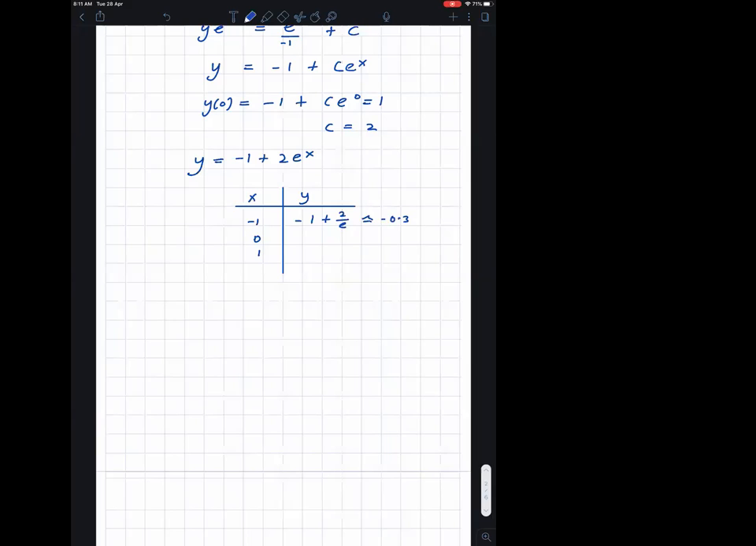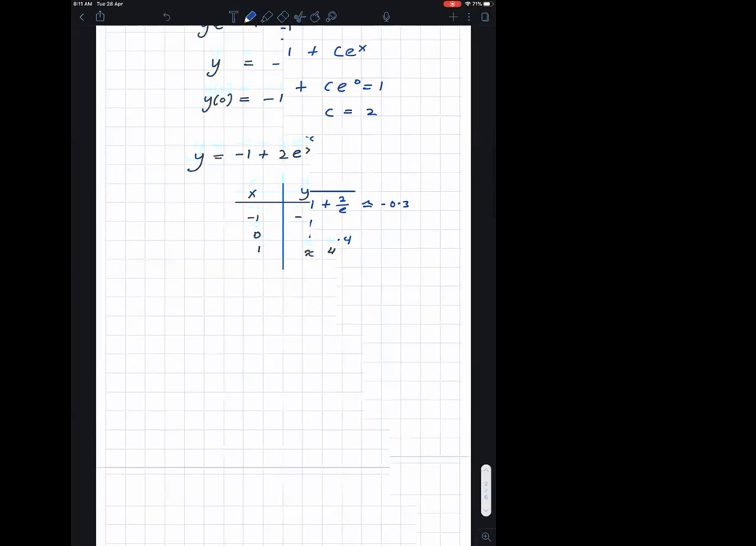When x equals 0, it's going to be 1. When x equals 1, it's going to be around e to the power of 1, 2.7, times 2, minus 1, approximately around 4.4.